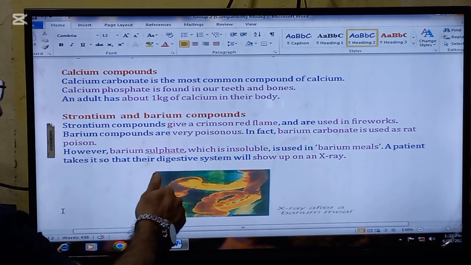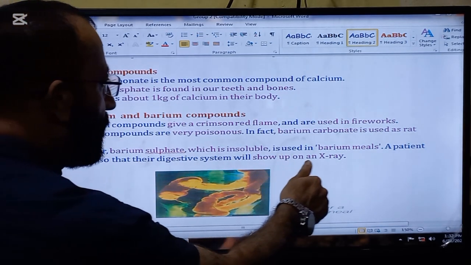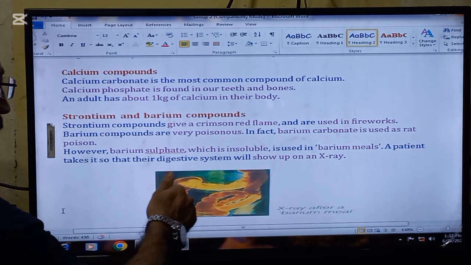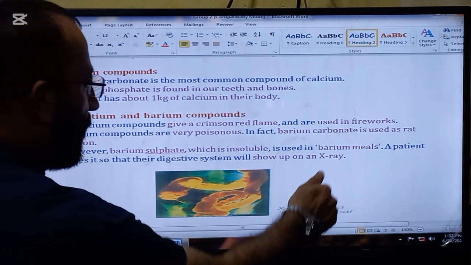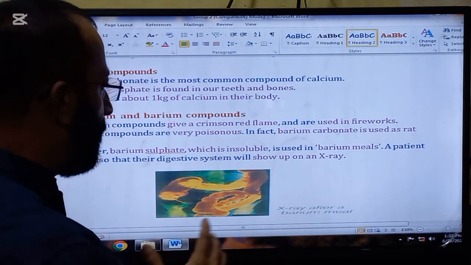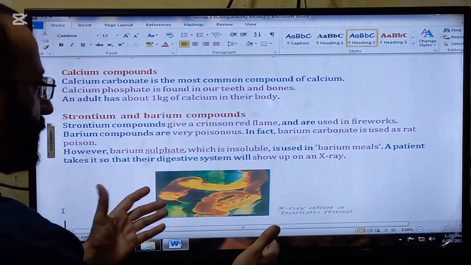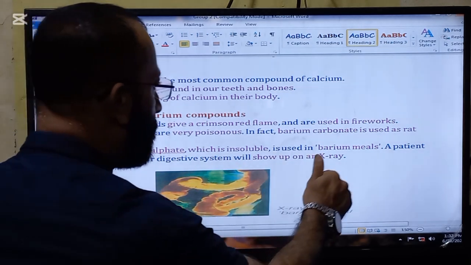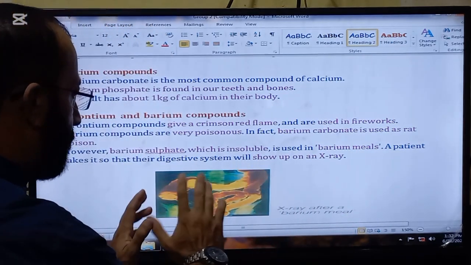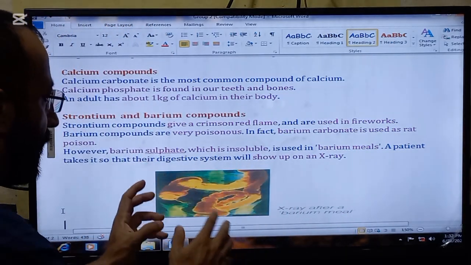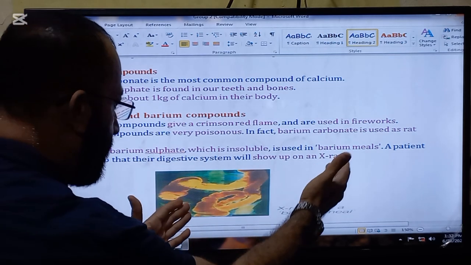However, barium sulfate, which is insoluble, is used in barium meals. A patient takes it so that their digestive system will show up on X-ray. So when we want an X-ray, particularly of our digestive system, the patient takes a barium meal, because of which the inside of the body becomes visible in the X-ray machine.